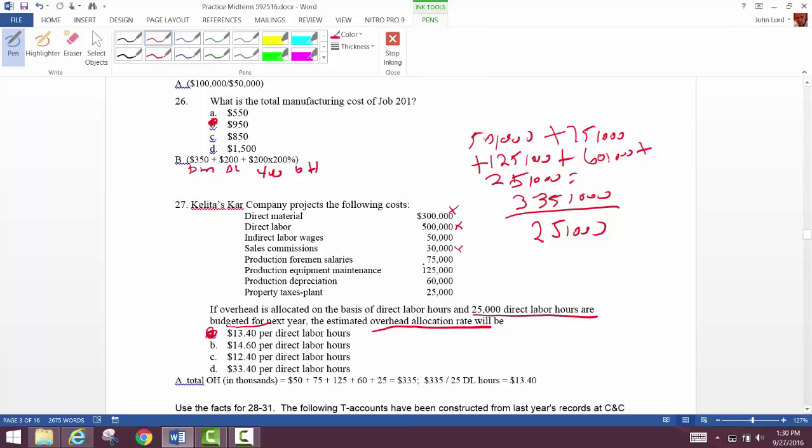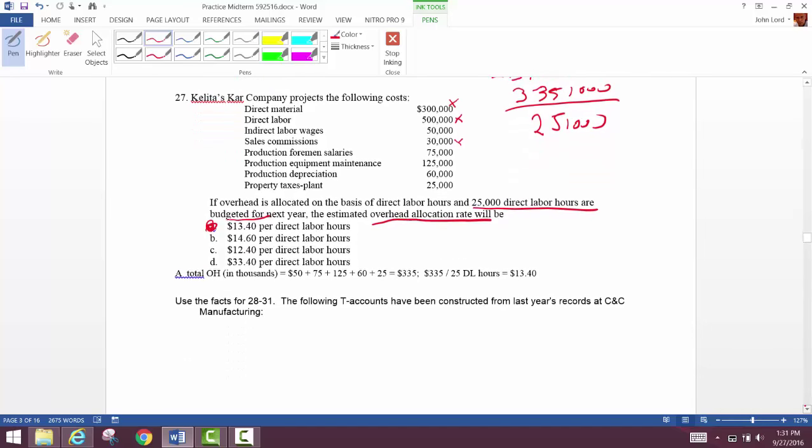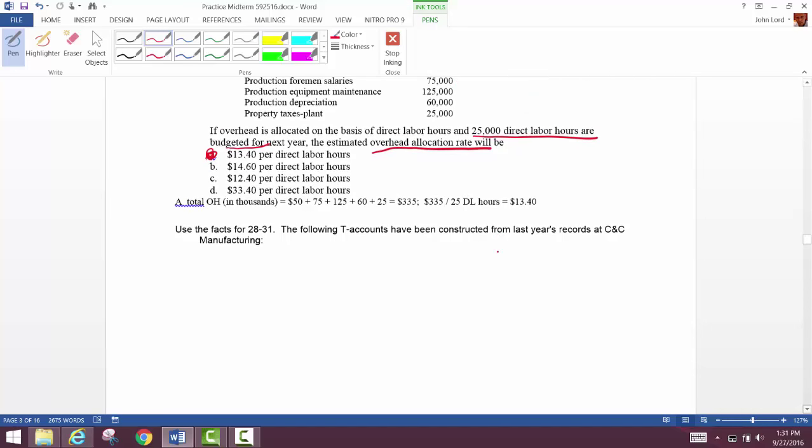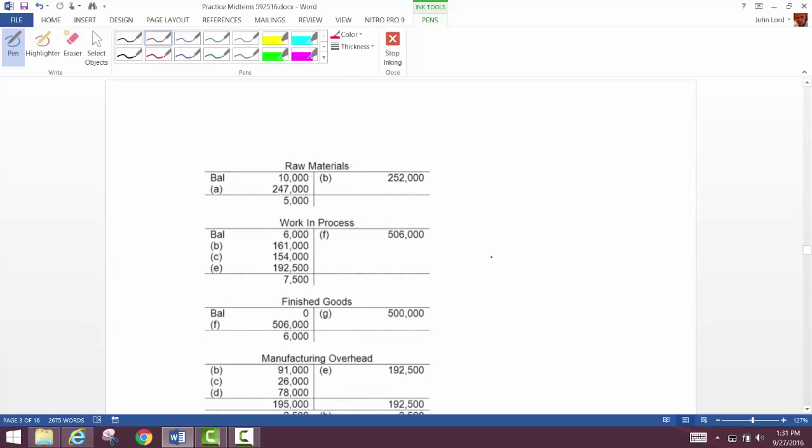Okay. So with these overhead questions, some of them will use the high-low method to come up with the predetermined overhead rate. Sometimes they just give us the predetermined overhead rate, and we just have to divide it by the units. Other ones, they're going to make us pick out the items that constitute manufacturing overhead, right? Okay, use the facts for 28 through 31 to answer some of these.